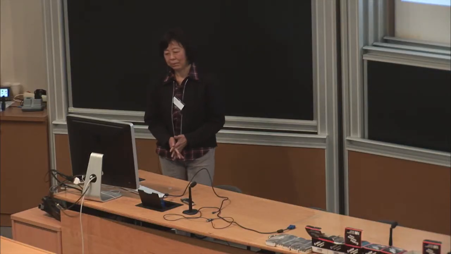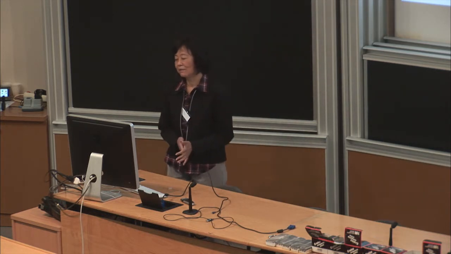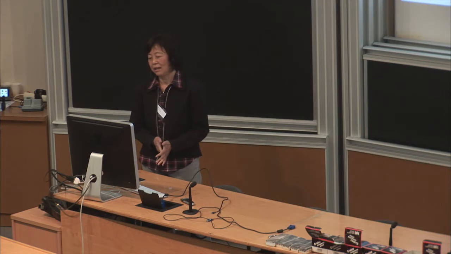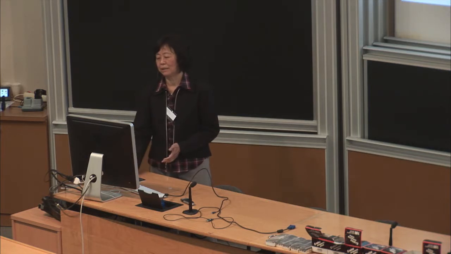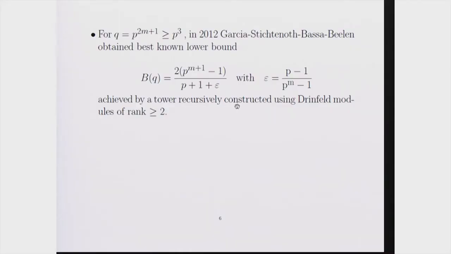So for the prime power in general, but not prime, a very exciting development was last year. Garcia, Stichtenoth, Bassa, and Beelen obtained a best-known lower bound with the following shape. If you write your q as p to the 2n plus 1, then this bound is 2 times p to the n plus 1 minus 1 over p plus 1 plus a little bit epsilon.